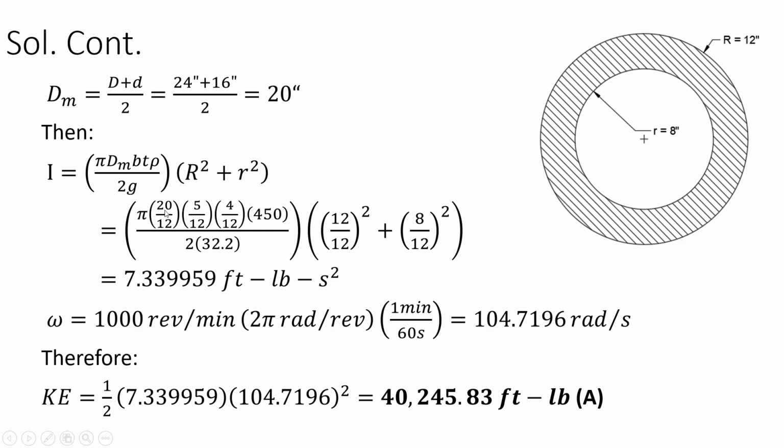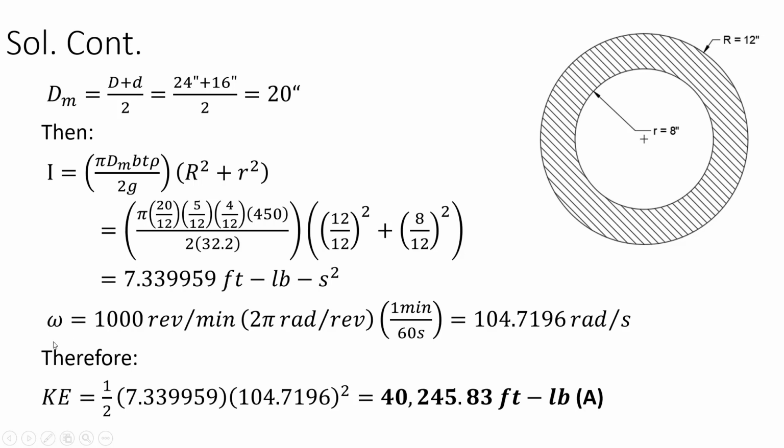So multiplying the mean diameter by pi, by the width of the rim, by the depth of the rim, times the density over 2 times the gravitational acceleration, which is 32.2 feet per second squared, and then the outer radius squared plus the inner radius squared, we get 7.339959 foot-pound-second squared. I chose to round it to 7 significant figures, since the choices are rounded to 7 significant figures.